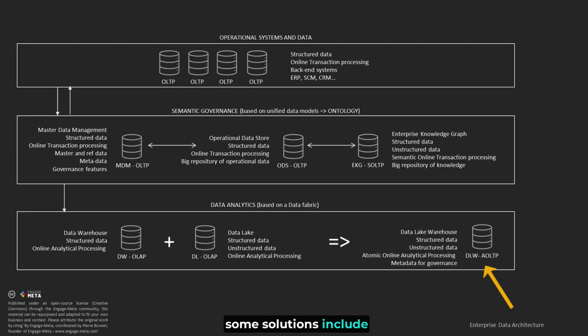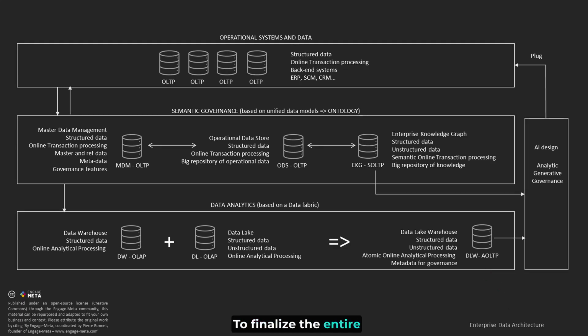Additionally, some solutions include transaction management to enhance the classical OLAP approach, but they limit the scope of transaction to a single object without considering relationships. This combination of OLAP with atomic OLTP leads to the creation of Atomic Online Analytical Processing, or AOLAP.